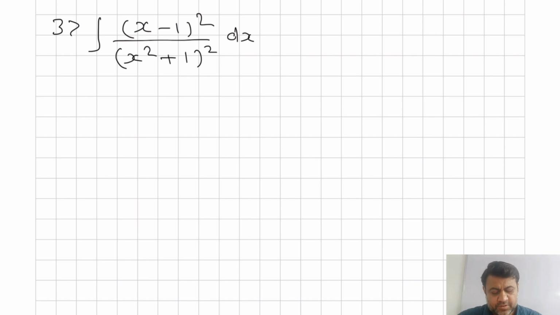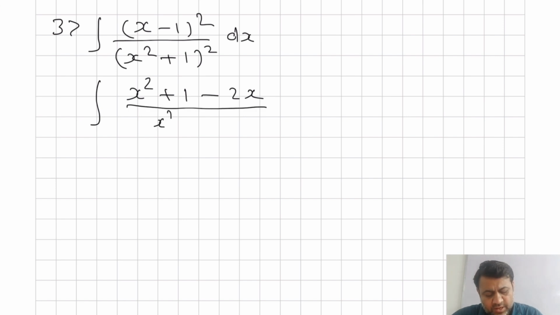A very interesting question number 3. Simple algebraic question, but if you realize, right now there is nothing seen directly. So observe, we have in the numerator a minus b the whole square. So if I simplify that, I get x square plus 1, I'm writing, and minus 2x I'm taking separately. So a square plus b square minus 2ab I'm doing. Everything divided by x square plus 1 the whole square.